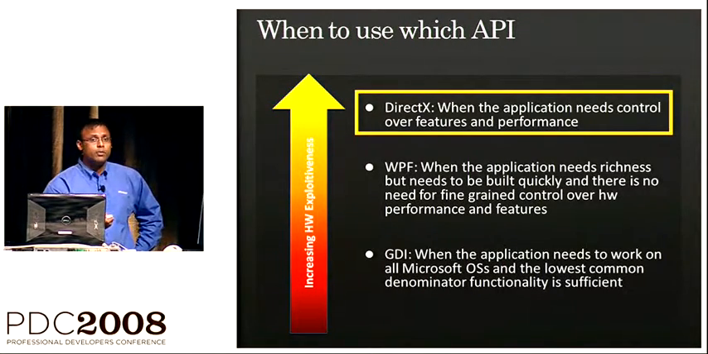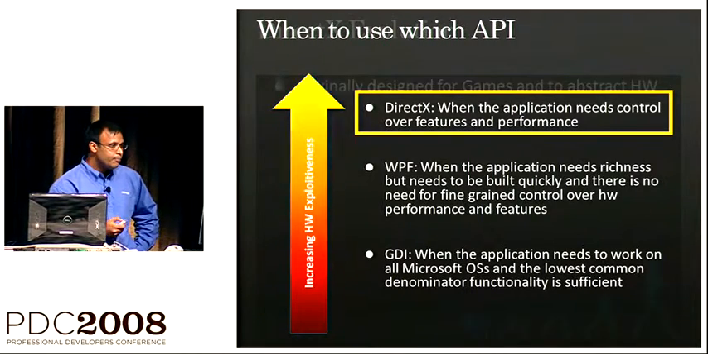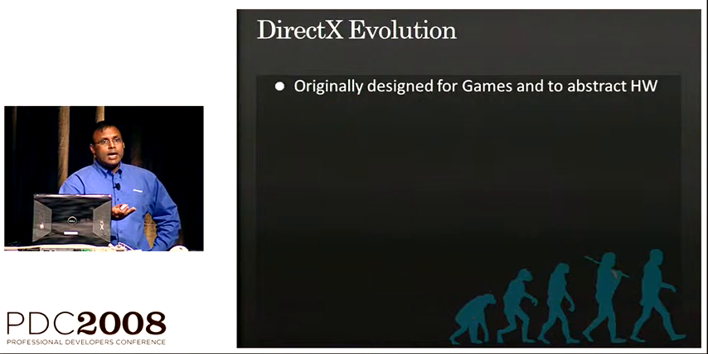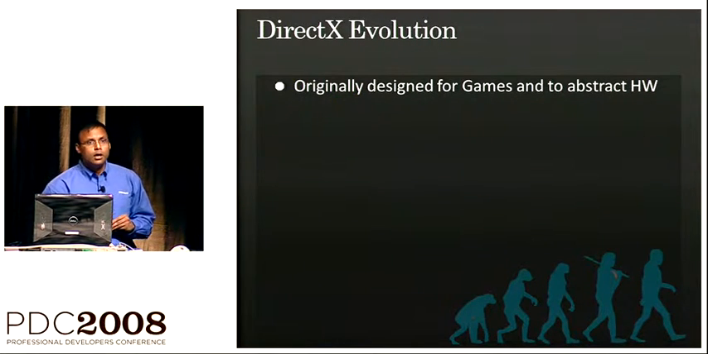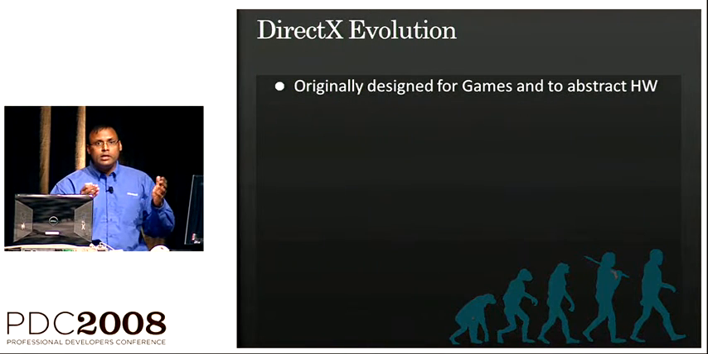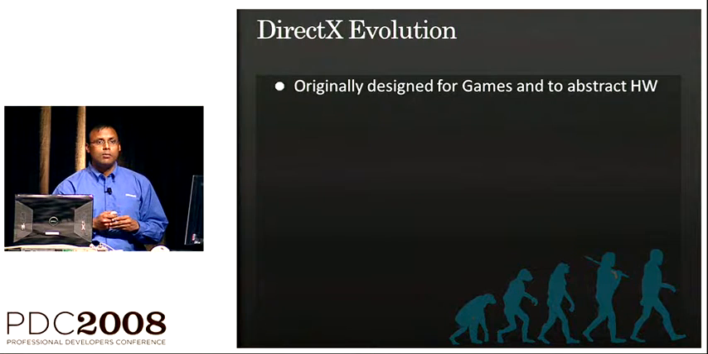And in this talk, I'm going to be talking about the DirectX APIs. So originally, we designed it for games. And when we first released it in 1995, it was abstracting all the hardware out there. Back then, there were 15 graphics chip companies, perhaps. And we were also abstracting all the various operating systems that were present at the time.